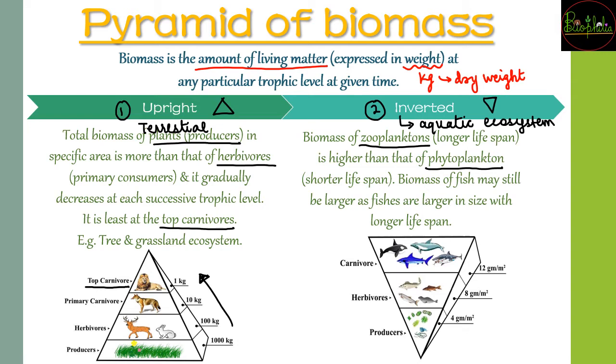So the producers, phytoplanktons, may be about 3 grams per square meter. This is the feed for the small fishes, whose biomass could be 8 grams per meter square, and these small fishes will be eaten up by the large carnivore fishes, whose biomass is going to be more than the other two. So that gives us to understand that in the terrestrial ecosystem you are going to see an upright pyramid of biomass, whereas in the aquatic ecosystem you are going to see an inverted pyramid of biomass.